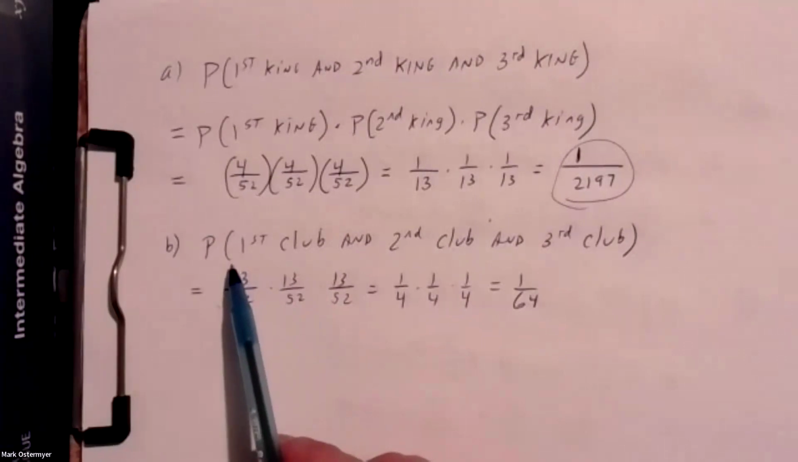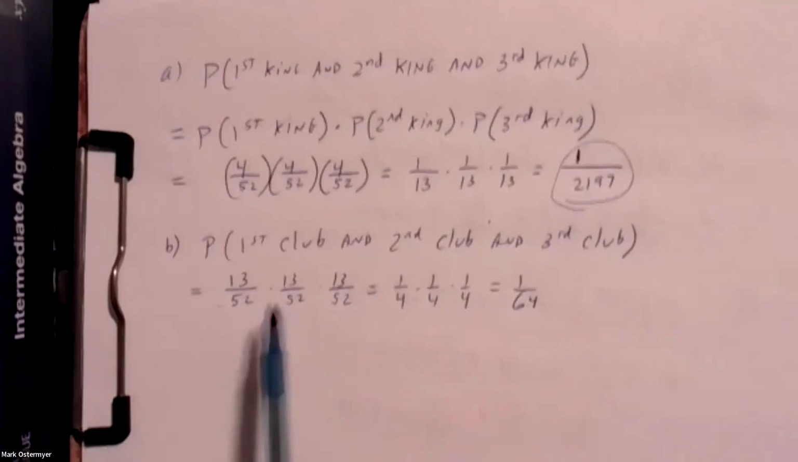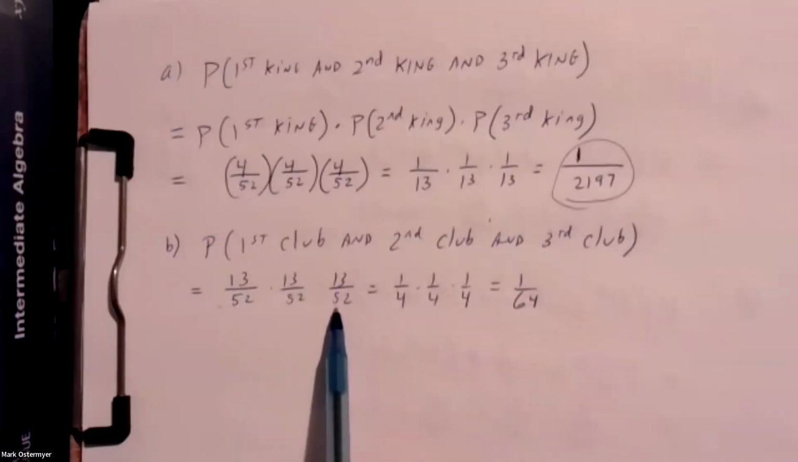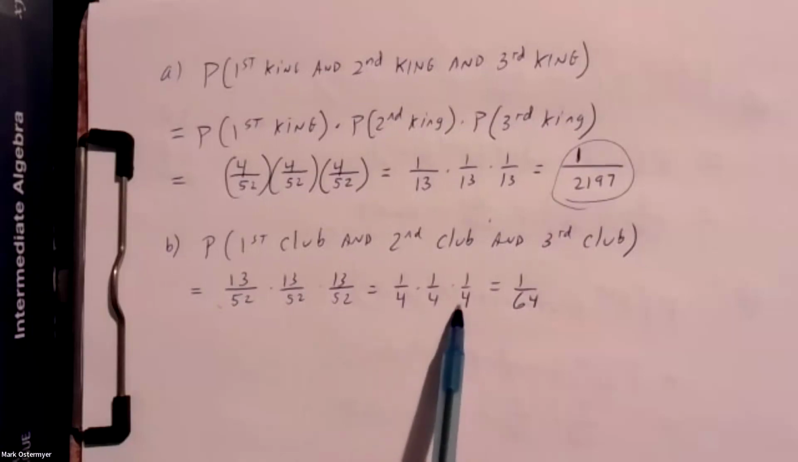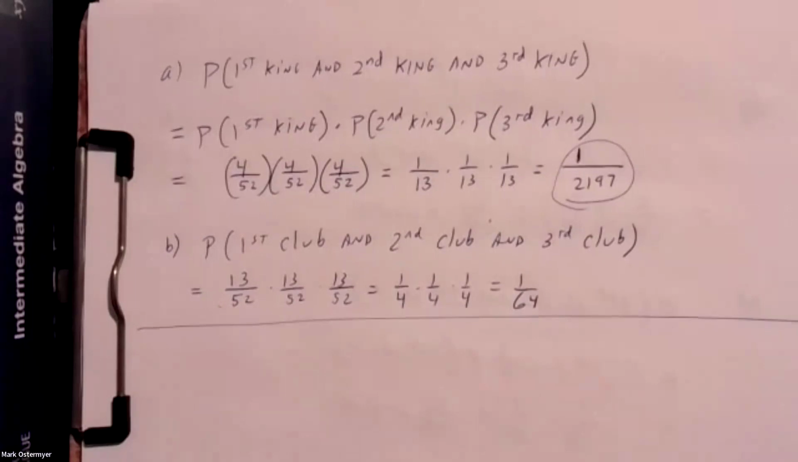In a similar fashion, what's the probability that we reach in 3 times into a deck and pull out 3 clubs, each time with replacement? It's going to be 13/52 times 13/52 times 13/52, which is 1/4 times 1/4 times 1/4, which is 1/64. All right. Anybody get these correct? Are we understanding what's going on with the first multiplication rule?